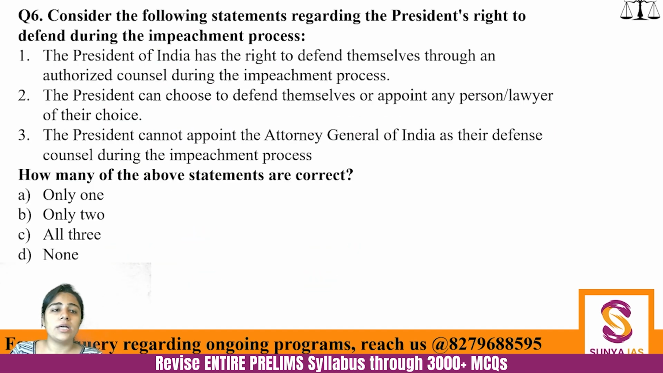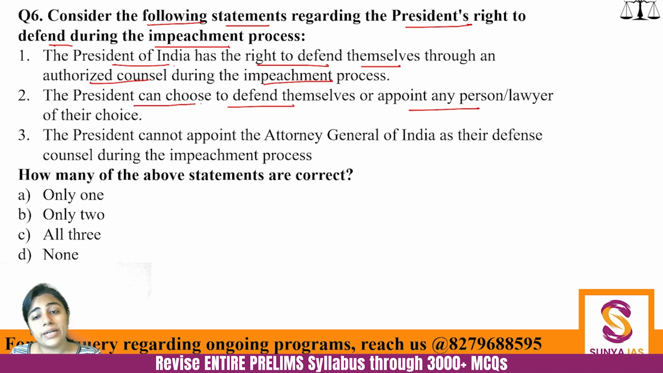Okay. Next one. Consider the following statements regarding the president's right to defend during the impeachment process. The President of India has the right to defend themselves through an authorized counsel during the impeachment process. President can choose to defend themselves or appoint any person or lawyer. And the President cannot appoint the Attorney General of India as their defense counsel during the impeachment process. Now, how many of the above statements are correct?